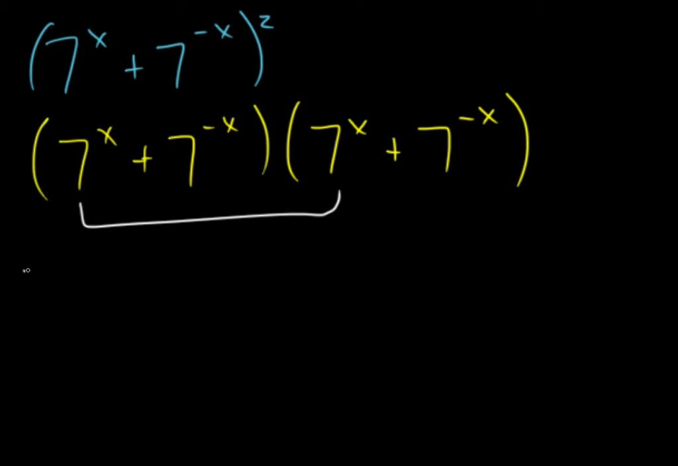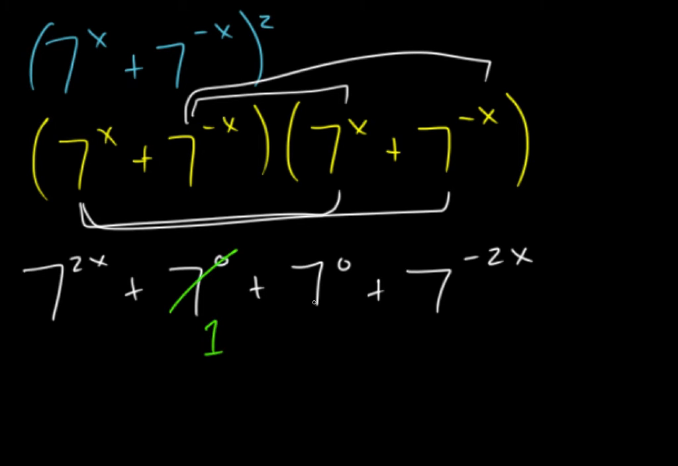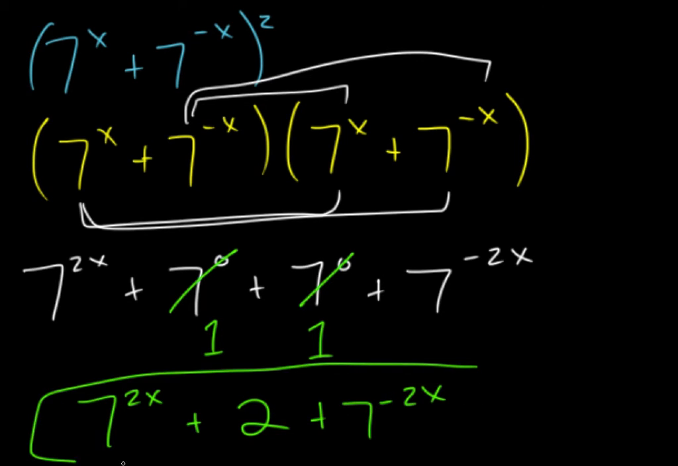Alright, if we do this, it's going to be 7 to the 2x. This is going to be 7 to the 0. This will also be 7 to the 0. And this will be 7 to the negative 2x. 7 to the 0 is just 1. 7 to the 0 is just 1. Add those together, we get 2. And we will just leave it like that.